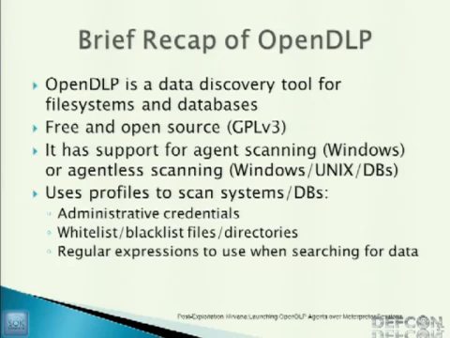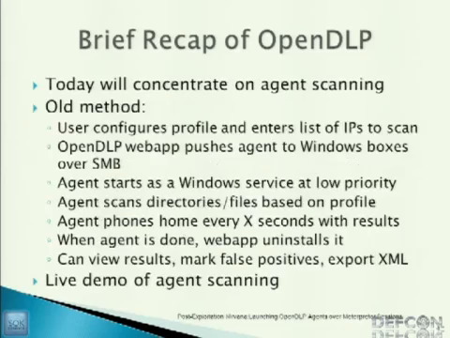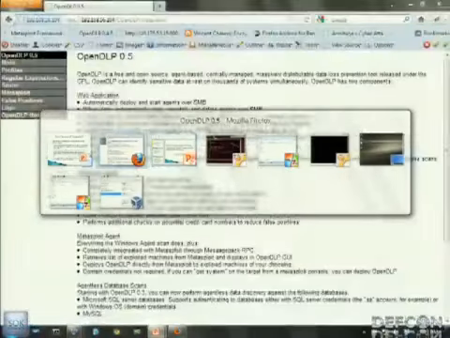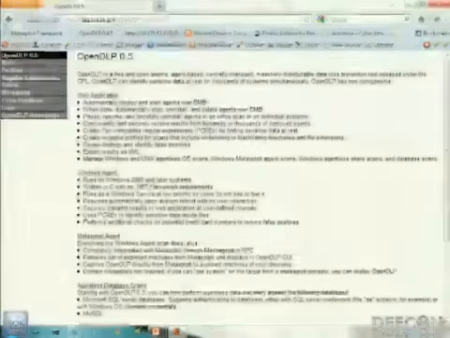So just a brief recap of OpenDLP. It's a data discovery tool, and it is written in Perl and C for the different components, released under the GPL. So it's free and open source. And what we're going to talk about today is just strictly the Windows agent scanner. OpenDLP has support for agentless scanners for file systems and databases, but that's not what we're going to talk about today. So just to show you what it does, I'm not going to talk to these slides here. I'm just going to walk you through it.